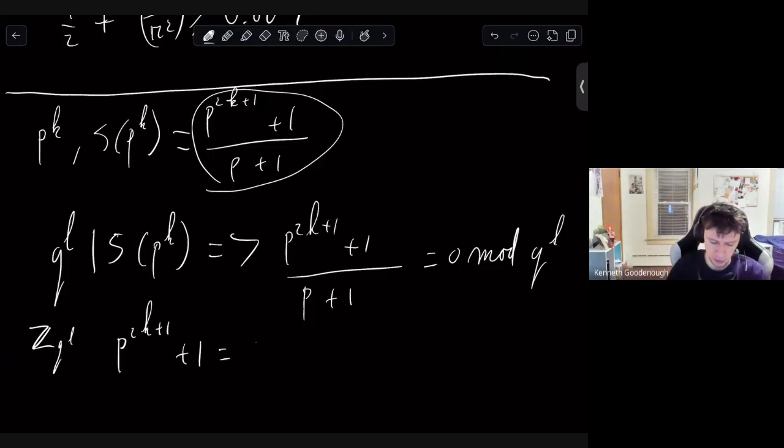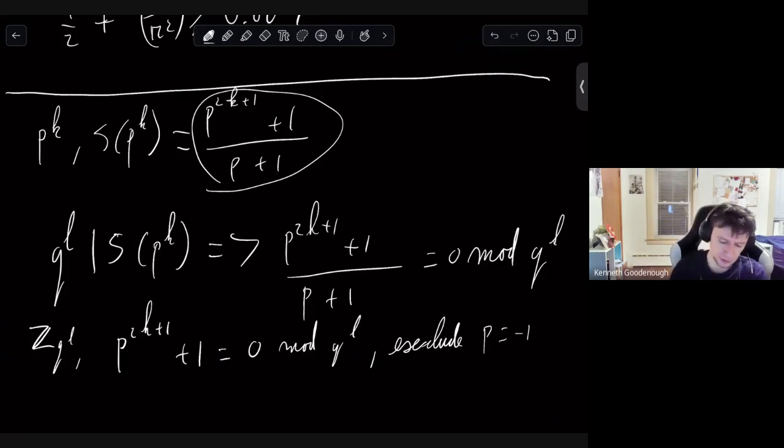Is that this is 0 mod q^L, mod q to the power L. So for this to hold, we require that this holds, but we exclude the case where p is -1 itself.